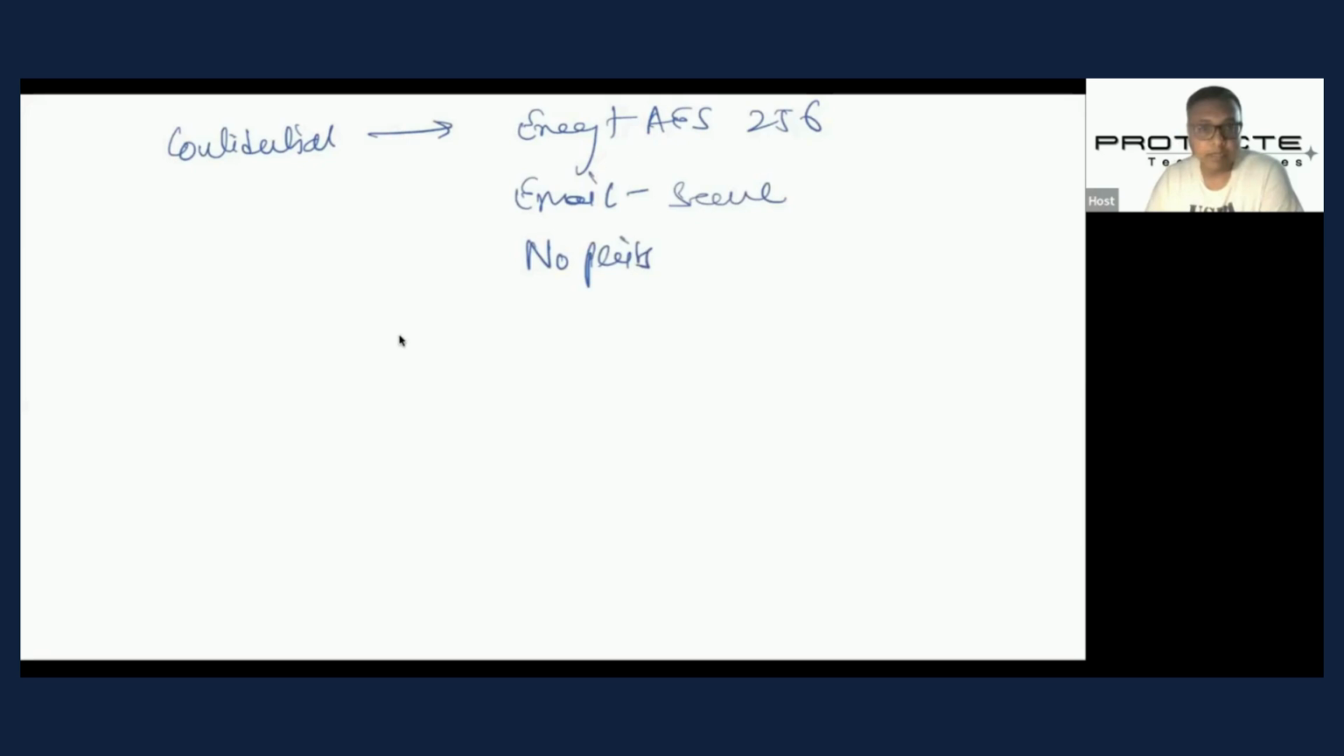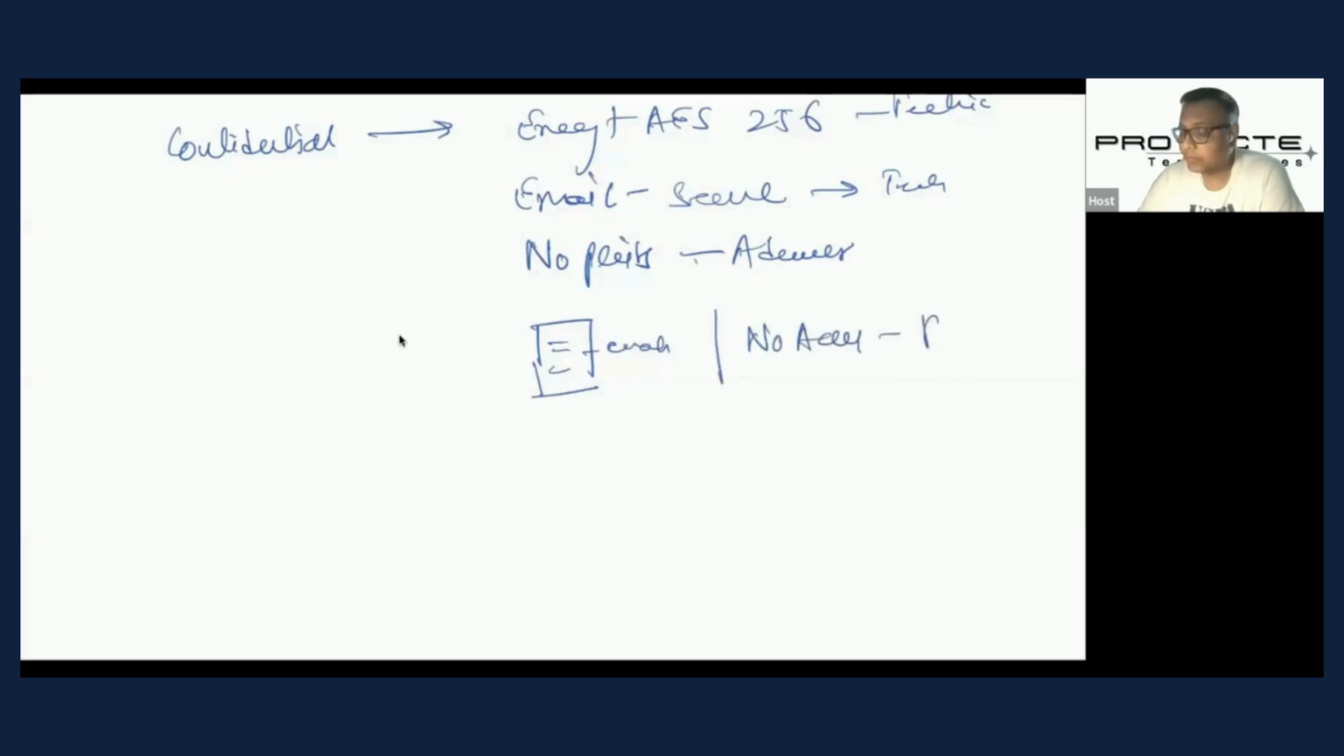Now, if you have, say, data which is confidential in nature, then you will lay down a policy. You will say, okay, let's encrypt this with AES 256, right? Emails: we will use secure email only for transmitting data. There will be no printouts, no prints. So see, this is the administrative control. This will be a technical control. This will be a technical control. You will say that the main server room where the email server is, there will be no access. So you will have a physical control also, right?